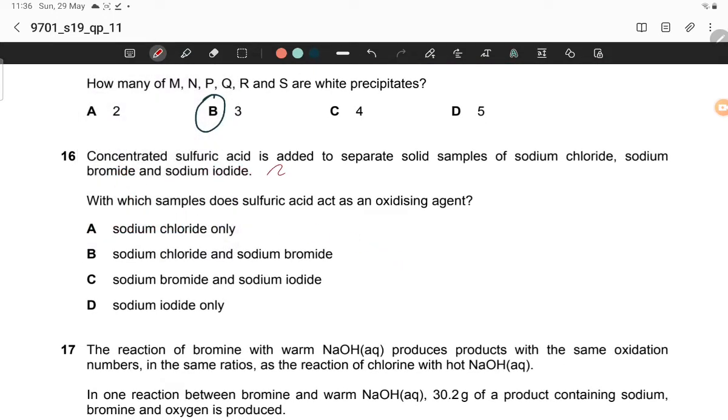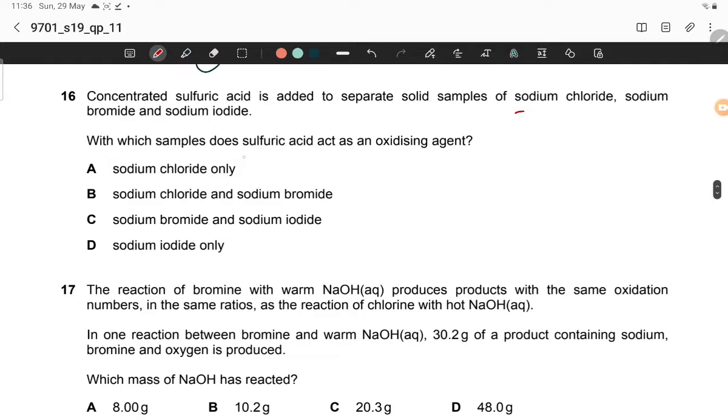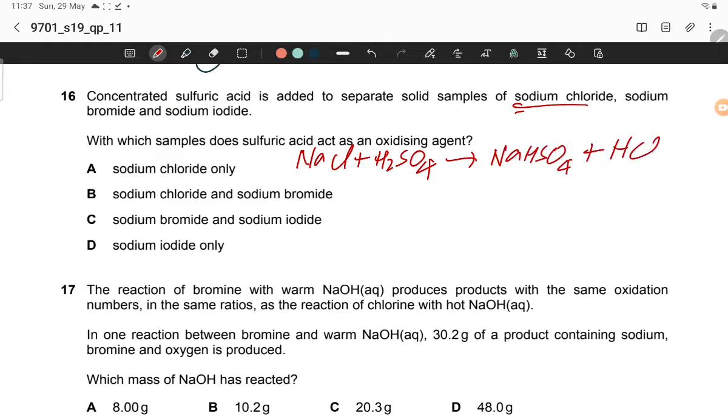Question number 16. Concentrated sulfuric acid is added to separate solid samples of sodium chloride, sodium bromide and sodium iodide. With which samples does sulfuric acid act as an oxidizing agent? Sodium chloride, NaCl plus H2SO4, gives NaHSO4 plus HCl. This is not further oxidized by sulfuric acid. So sodium chloride is not correct.